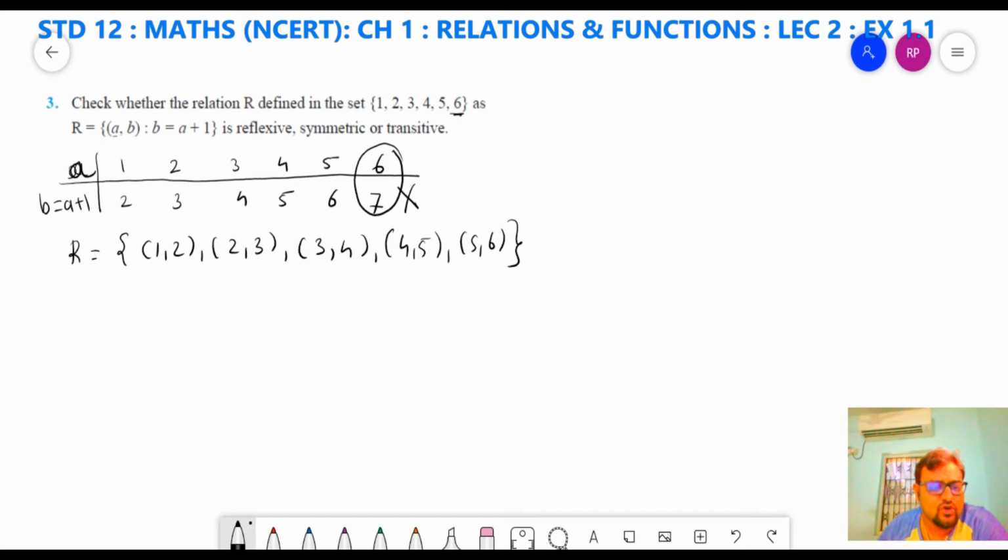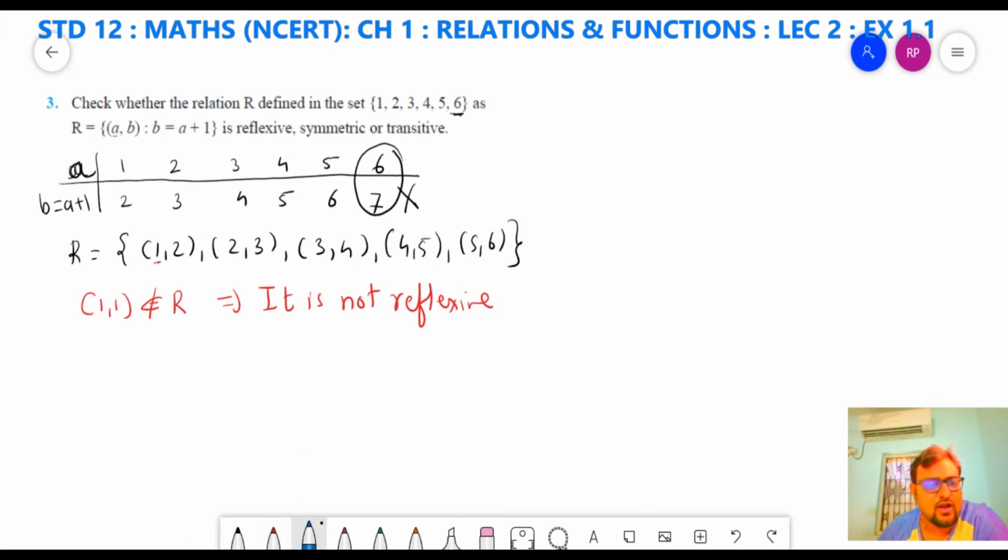Clear? Now let's start with the first one, reflexive. Can you see (1, 1) here? No, (1, 1) does not belong to R. For reflexive, it's for every element, meaning (1, 1), (2, 2), (3, 3), (4, 4), (5, 5), (6, 6): every one must belong to R. But here we have found that (1, 1) does not belong, even (2, 2), (3, 3). But one is enough. That means it is not reflexive.